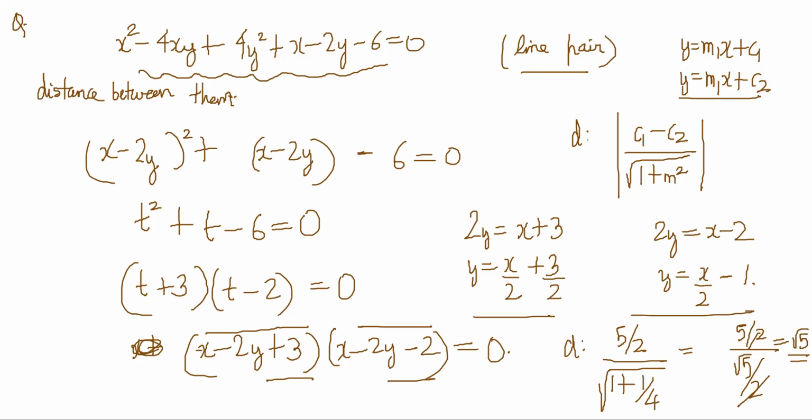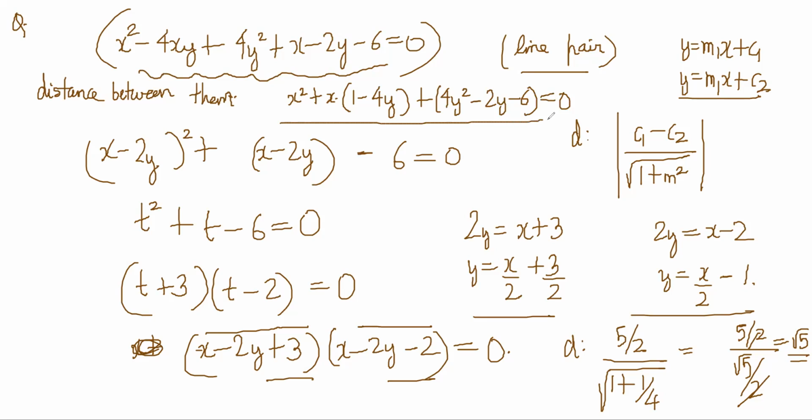Understood. So first you have to find out the lines. The long way is also possible. If you cannot figure out any fast way to get the lines, you just have to solve it. You can solve it like this: x square plus x minus 4y plus 4y square minus 2y minus 6 is equal to 0. Then we have to use the formula. This is the quadratic in x. Solve for x, or for y also you could have done.